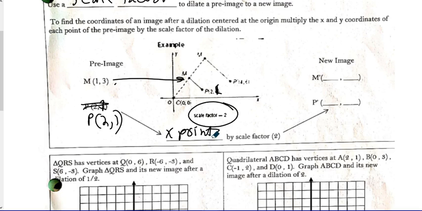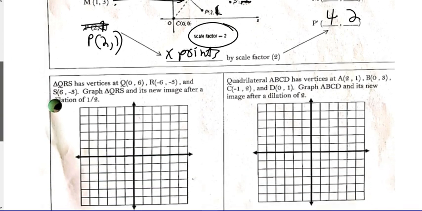So now we're going to take those points and multiply by a scale factor of 2. 1 times 2 is 2, and 3 times 2 is 6. So that gives us 2, 6 up here for M prime. And then P prime: 2 times 2 is 4, and 1 times 2 is 2. So this is going to be 4, 2, and that's P prime. That's really all you do. You just multiply by the scale factor.